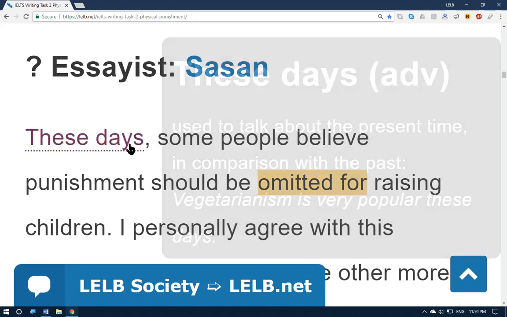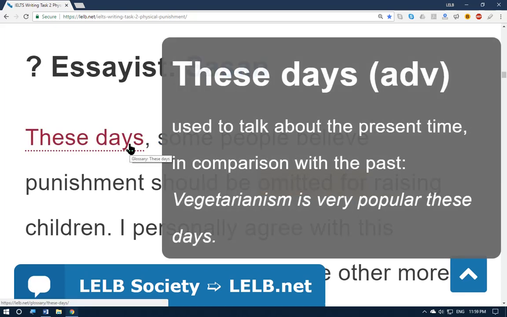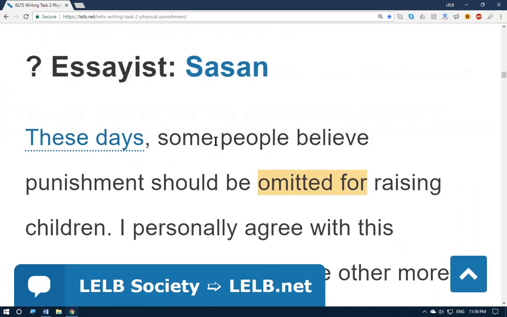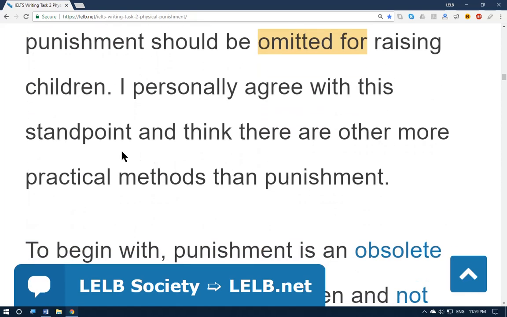These days, or nowadays, used to talk about the present time in comparison with the past. Some people believe punishment should be omitted for raising children. It's better to say omitted from something, you know, from the concept, from the perspective of raising children. I personally agree with this standpoint or viewpoint and think there are other more practical methods than punishment.